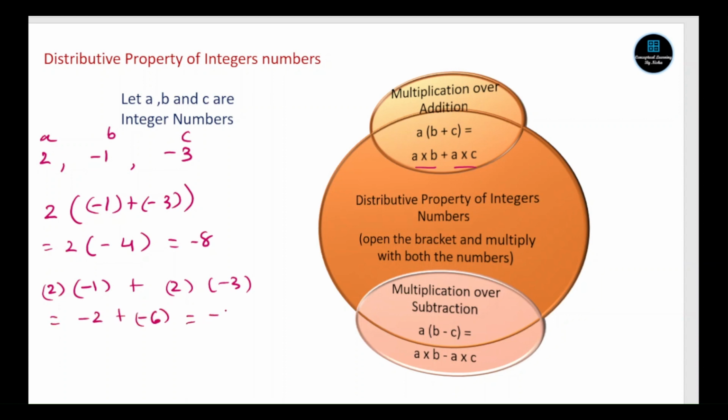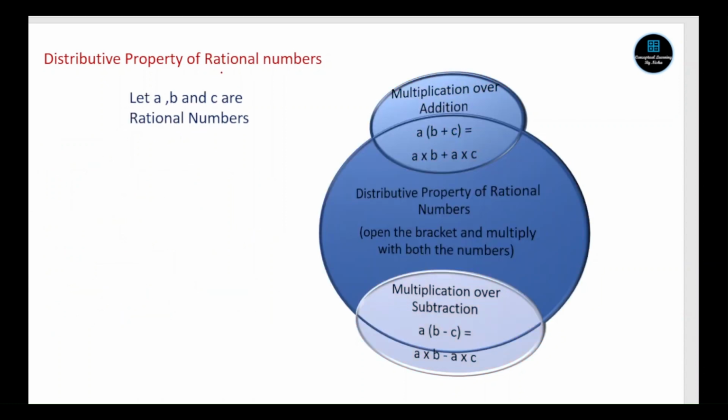So I'll get negative 8 again. So this is the distributive property for integers. Okay. Same way I can prove it for subtraction also. Now, the distributive property of rational numbers. This is a very important property to understand. Now, same way, if I take three values for a, b and c.